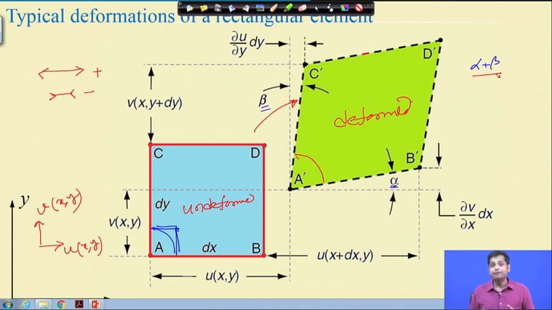Okay. Now, as we discussed in the previous slide, there are three typical deformation modes: translation, elongation in x direction, elongation in y direction, and then shear. Elongation in x direction means that initially the length is dx, so there will be change in length in x direction. Initially the length was dy in y direction, and the change in length in y direction causes strain in y direction. Shear means there will be change in angle. So, alpha and beta are the measure of shear strain.